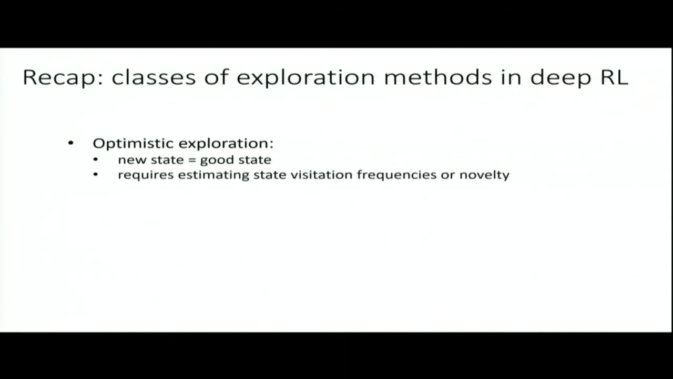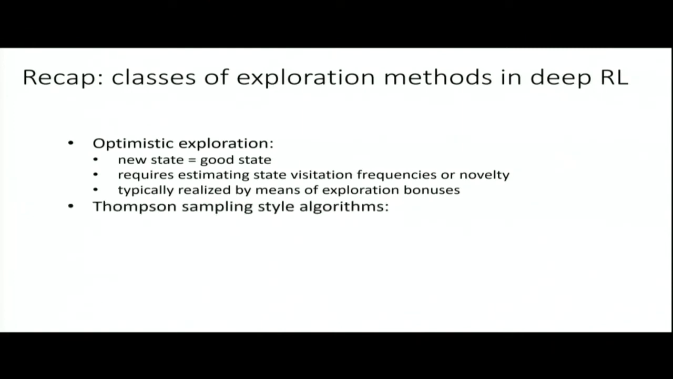And this typically requires some kind of estimation of a state visitation frequency or some kind of estimation of novelty. And it's typically realized by means of an exploration bonus, so adding something to your reward function that is not actually the thing you want to accomplish, but incentivizes your policy to go to places that are new, places that it hasn't seen before. Then in the context of bandits, we talked about Thompson sampling style algorithms, and we'll talk about these more in the context of deep RL today.